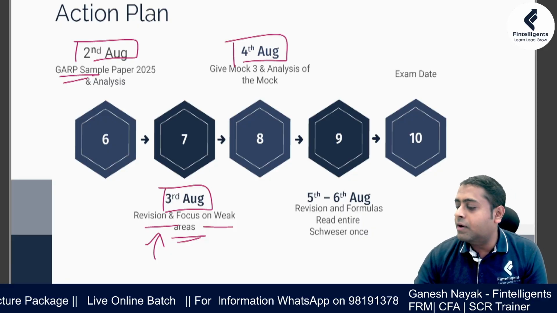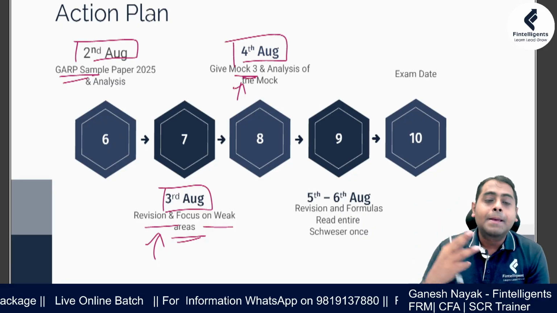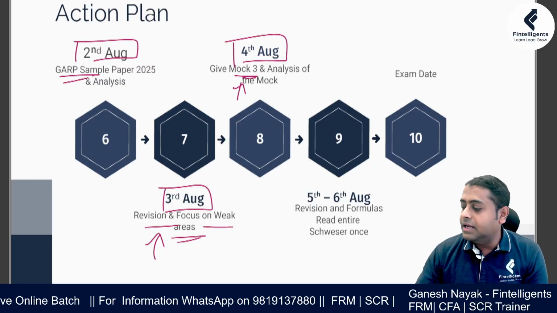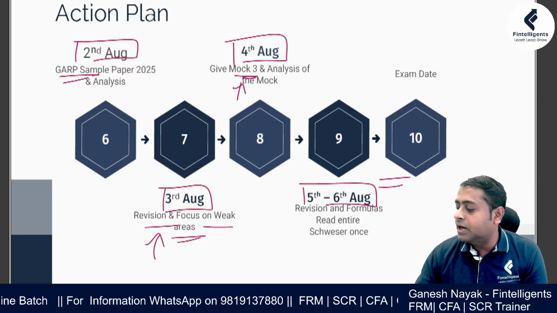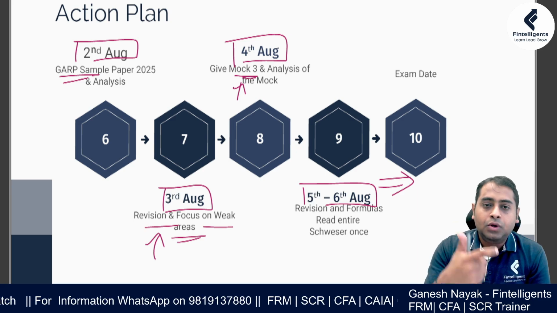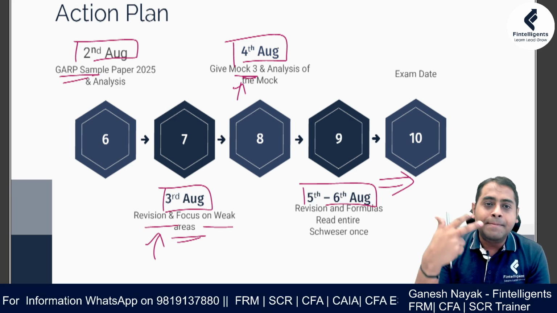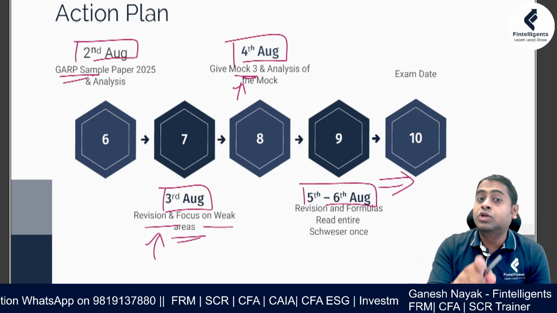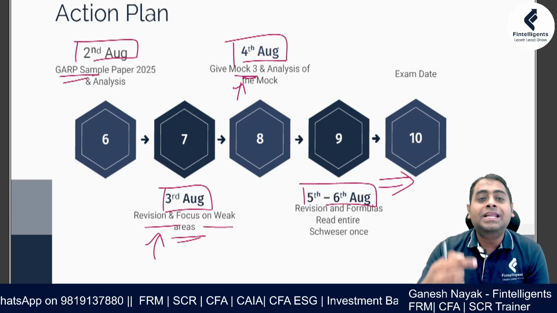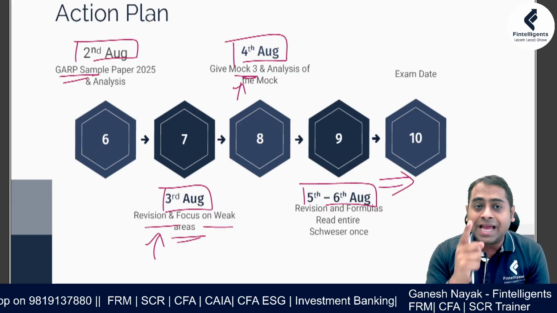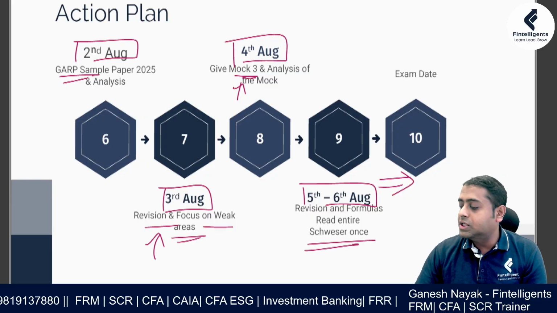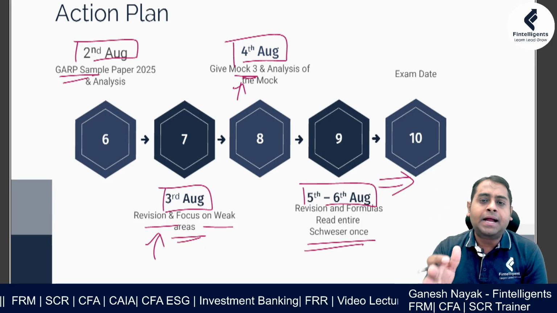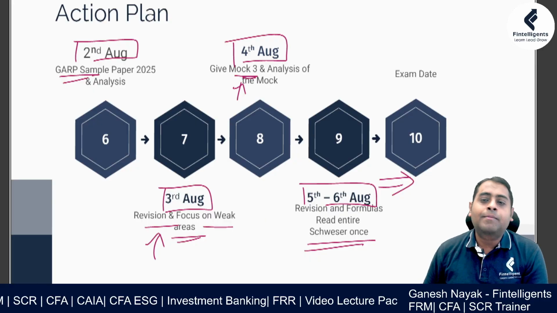Then give one more mock, which is ideally your 4th mock, but the 3rd mock from the institute wherever you're preparing. And then from the 5th and 6th onwards till your exam date, do the final revision, look at the formulas, look at important concepts, read the Swagger once fully. A lot of students make the mistake of not reading the Swagger in the final few days. I generally recommend that, so read the Swagger entirely once. So this should be your power-packed action plan to clear the exam on the first attempt.